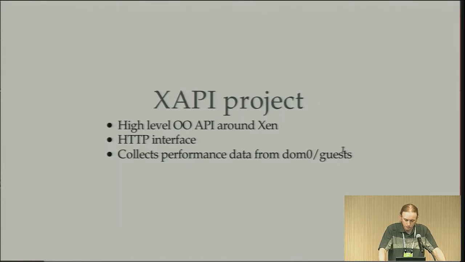So by default, there's a component called the RRD daemon, RRDD. RRD meaning round robin database, which is the standard format for collecting sample data, kind of an append-only database. And so RRDD within the XAPI project collects various data sources, largely from DOM0 and a few from DOM-Us, and then allows them to be exported over HTTP.